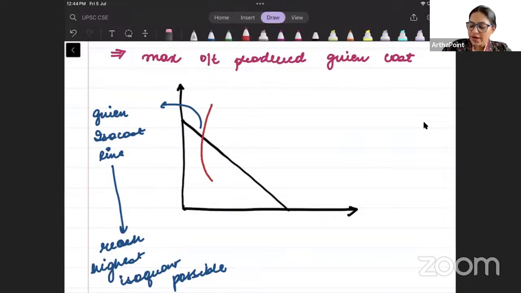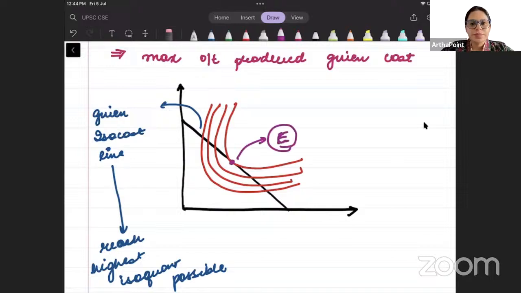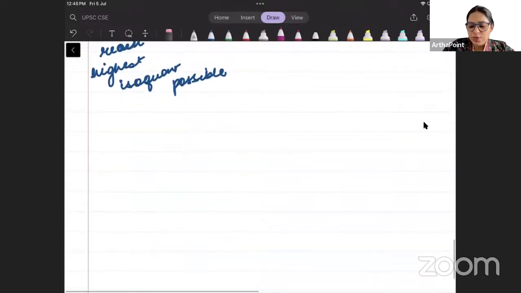You will start with one ISO quant, then you can go on to the higher ISO quant. You can go on to a higher ISO quant, and this will be the highest ISO quant that you will be reaching, which will happen at this point. This will be your point of equilibrium. So what do we see? Where will the firm reach its equilibrium?